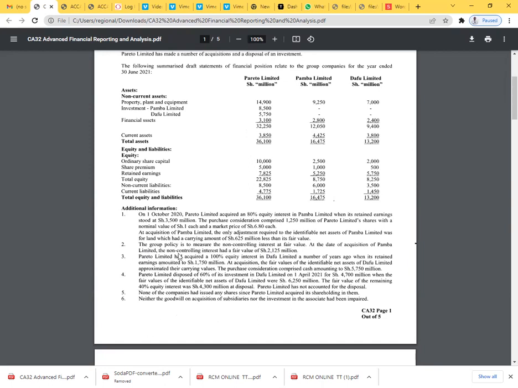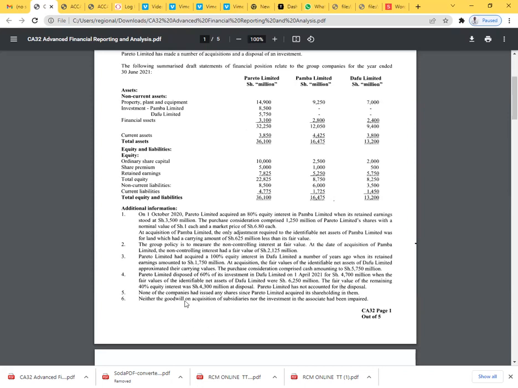Note number three, Pareto Limited had acquired 100% equity interest in DAFU Limited a number of years ago when its retained earnings amounted to 1750 million. At acquisition, the fair values of identifiable net assets of DAFU Limited approximated their carrying values, meaning that we did not have any fair value adjustment. The purchase consideration comprised cash amounting to 5750 million. Note number four, Pareto Limited disposed of 60% of its investment in DAFU Limited on 1st April 2021 for shillings 4,700 million, when the fair value of the identifiable net assets of DAFU Limited was 6,250 million. The fair value of the remaining 40% equity interest was 4,300 million at disposal. Pareto Limited has not accounted for the disposal.